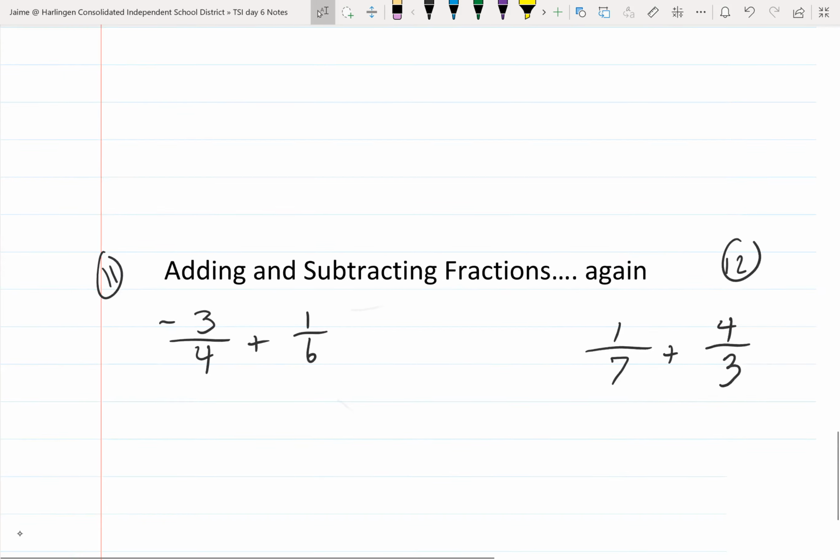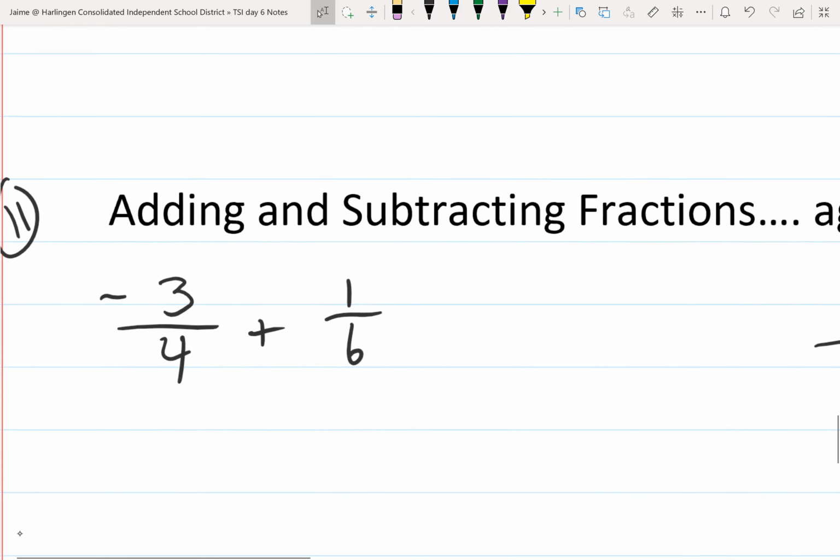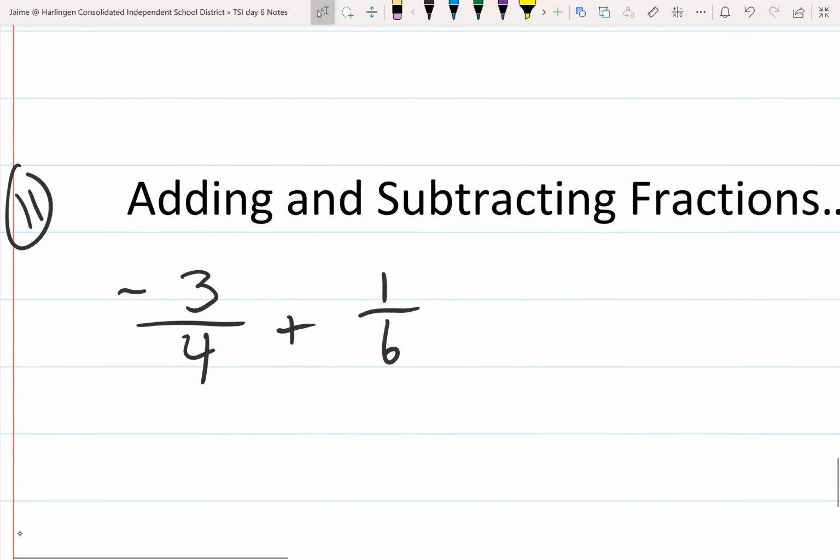Number 11, adding and subtracting fractions again, because the next lesson has what we've been doing all this for: adding and subtracting fractions and rational functions. The reason I'm doing this is because sometimes I saw on your test some of you didn't do very well on this part. Anyways, how do you add and subtract fractions? You have to have a common denominator. That's the bottom part of a fraction. This is 4, this is 6.